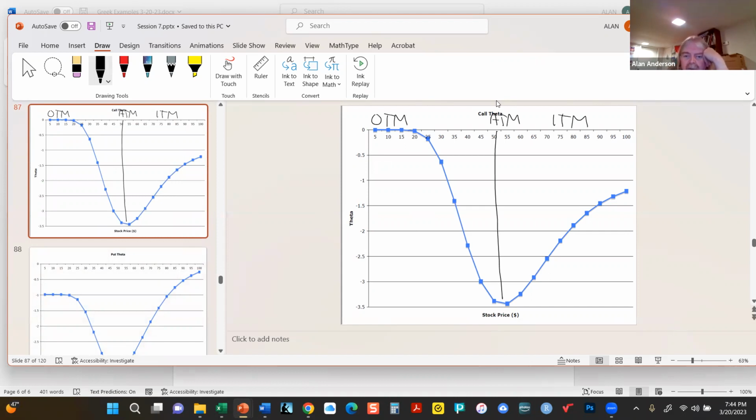So you can see that as we move further into the money, at first there's very little change. And then, whoa, look at that. The time value falls off very dramatically as time elapses, and then it starts to level off and shrink again. But if you notice too, those are all negative numbers. The negative means that the value is decaying.